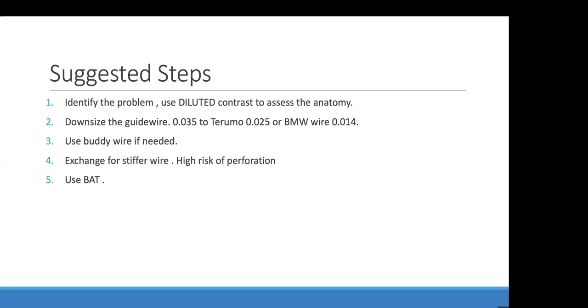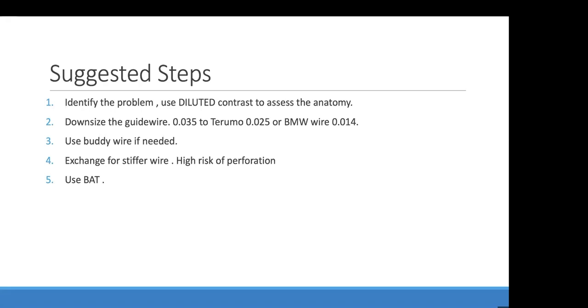You can downgrade the 035 wire, which is the J-tip, the usual wire that we use for passing equipment. You can downgrade it to a Terumo, the hydrophilic one. However, I have to tell you, it is a dangerous wire. It's actually the perf wire. Almost every time someone used it, they perfed, whether they know it or not, because it's a slick, hydrophilic wire, it will go everywhere. It will dissect and it will perf.